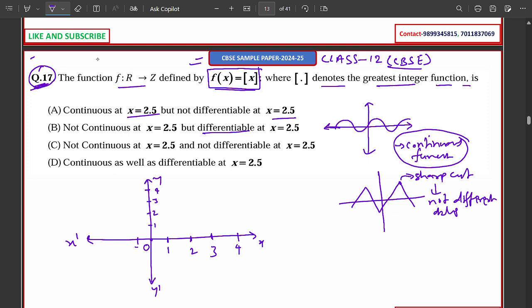4 on this side, -1, -2, -3, -4, and here also -1, -2, -3, -4. So the function is the greatest integer function, we should write it like that. So for this we all know the graph of this function looks like that.